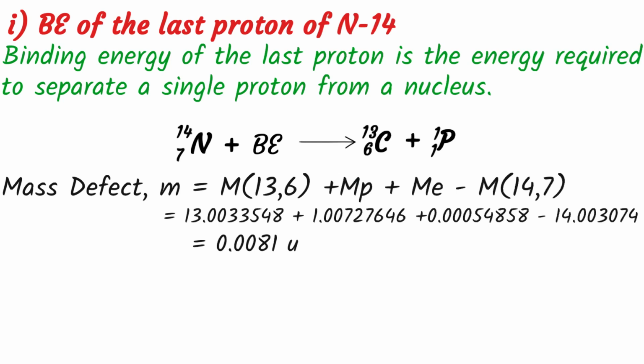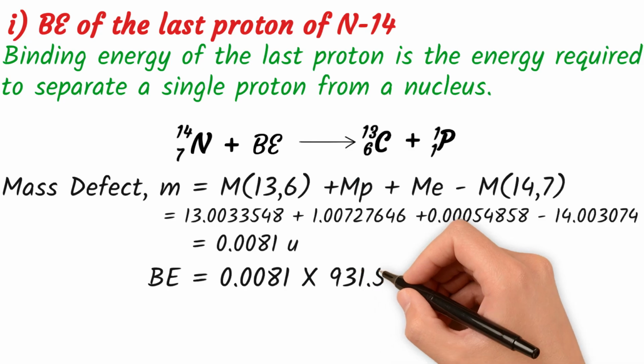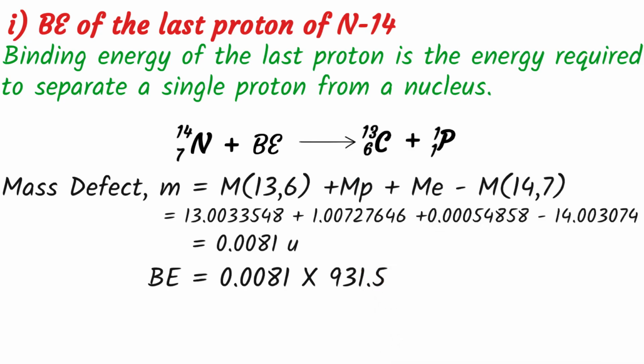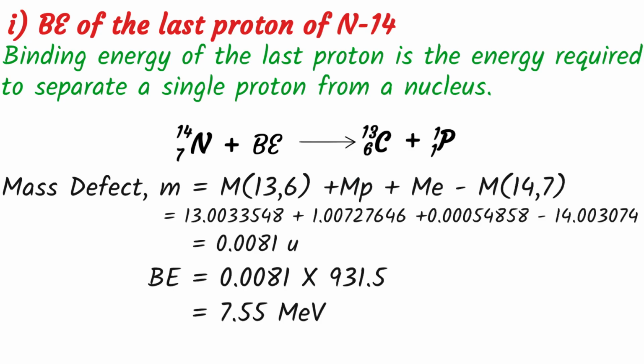0.0081 u. And we know that 1 u is 931.5 MeV. So our binding energy will simply be 0.0081 times 931.5, and that gives us the value 7.55 MeV as the binding energy of the last proton of the nitrogen-14 nucleus.